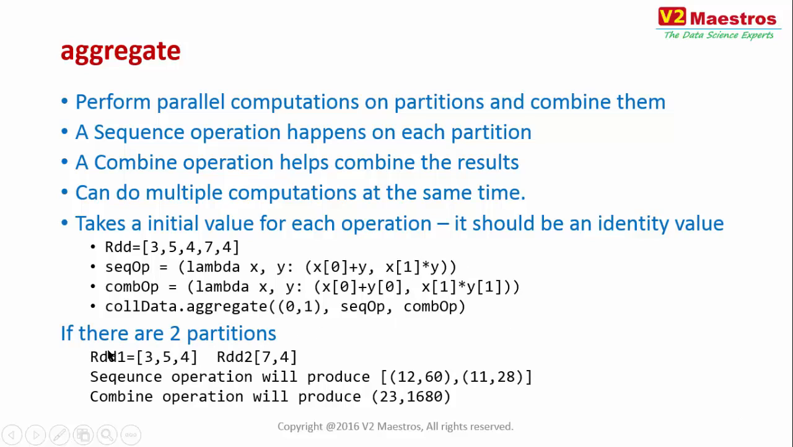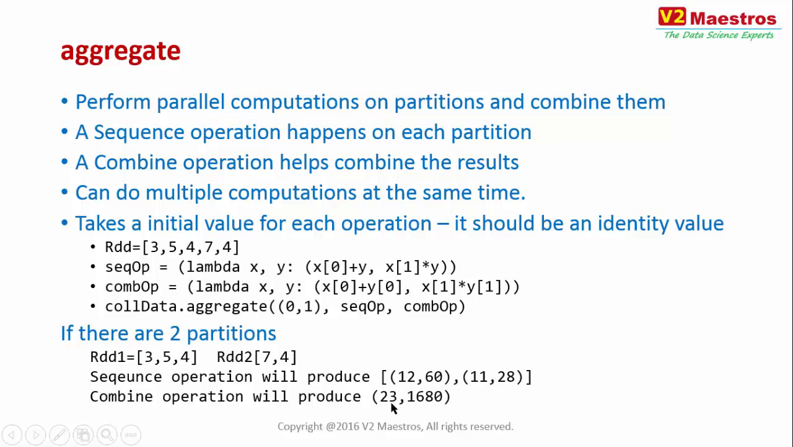So for example, here you have an RDD and it has two partitions. The first partition is in one node, the second partition is in another node. The sequence operation will produce first 12, 60 and 11, 28. Because the sequence operation will first apply here on 3, 5, 4, and that will produce both the sum as well as the product of each of these numbers as separate collections here. And then the combine operation is going to take these two and apply the combine operator and then produce the final end result.